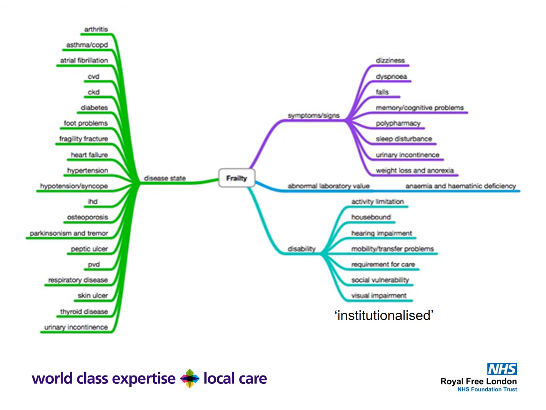You may find the patient has disabilities such as activity limitation, being housebound, hearing impairment, mobility and transfer problems, requirements for care, social vulnerability and visual impairment. Now, I've put on the slide here the word institutionalized, and this can be a very difficult thing to tackle with the patient.